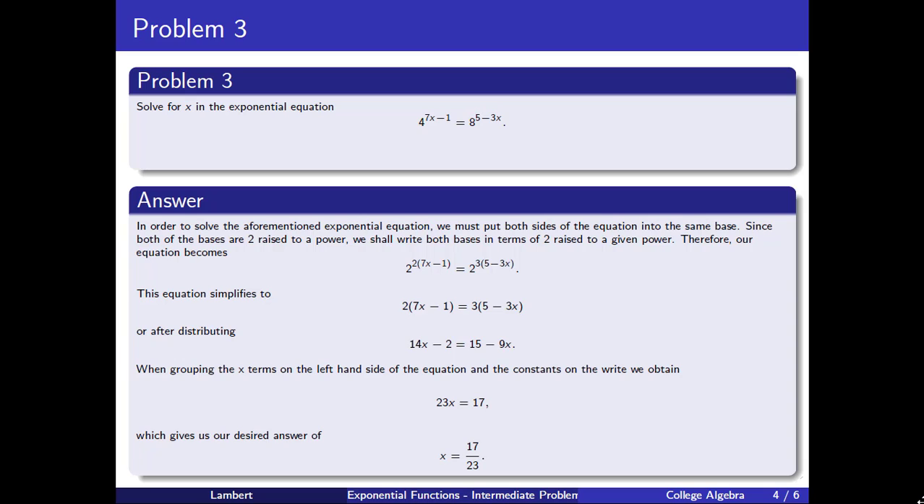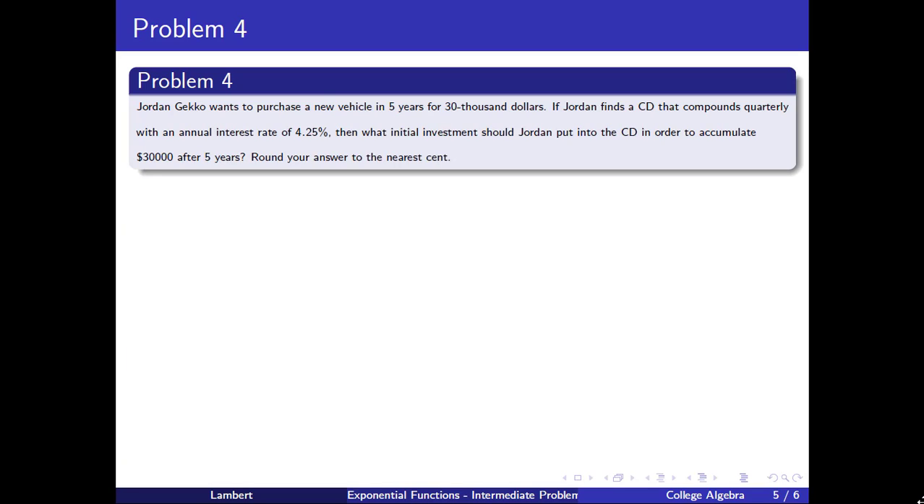All right, so let's move forward, see another problem. Let's get into the word problem side of things here. So Jordan Gecko wants to purchase a new vehicle in 5 years for $30,000. If Jordan finds a CD that compounds quarterly with an annual interest rate of 4.25%, then what initial investment should Jordan put into the CD in order to accumulate $30,000 after 5 years? Round your answer to the nearest cent.